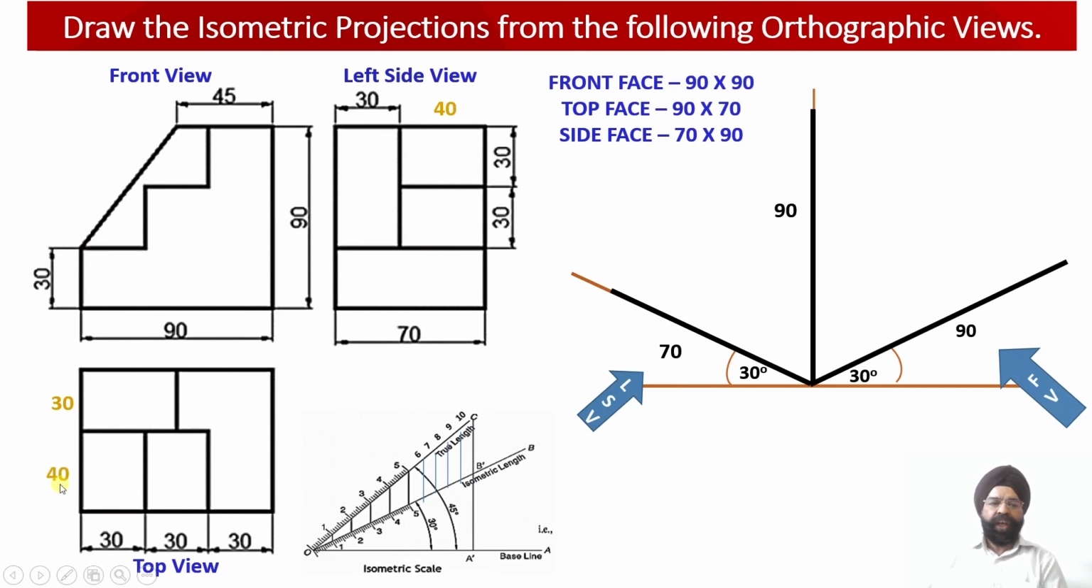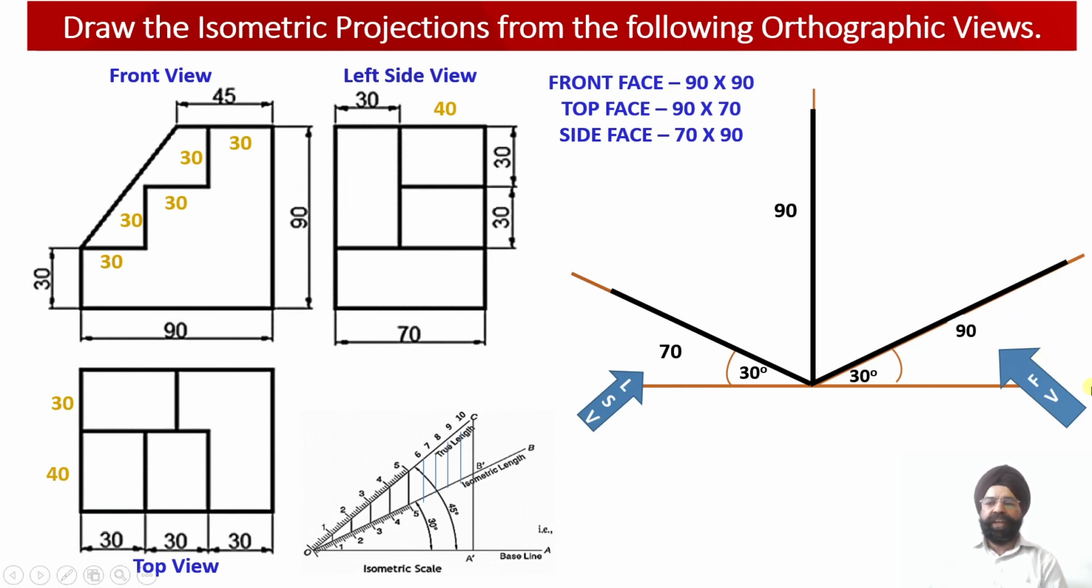And the width of these 3 steps is equal to 40 millimeter. And these 3 steps are going to have the dimensions, that is height, which is equal to 30 millimeter, and the length of these 3 steps will also be equal to 30 millimeter. So with this basic discussion regarding the geometry of the object, now we are going to start with the construction of the isometric projections of the solid.